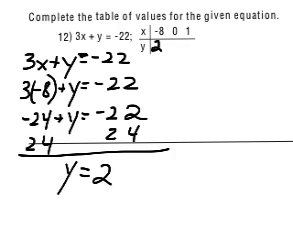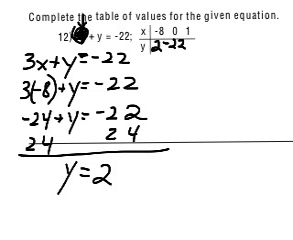It's 2. Okay, now I'm going to plug in 0. Plugging in 0 for x is easy, right? It's our y-intercept. We plug in 0 for that. That makes this just go away, and we have y equals negative 22. That's hard to write in there. Okay, and then the last one is 1.